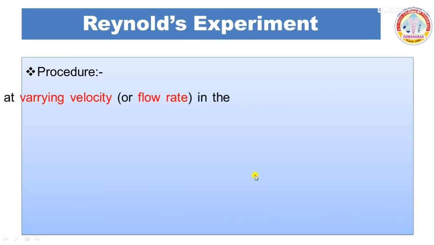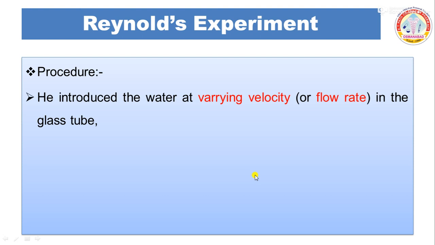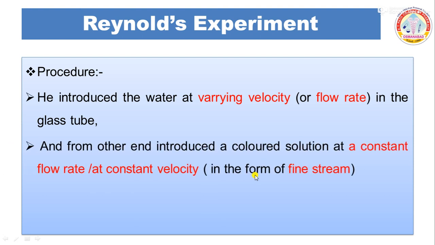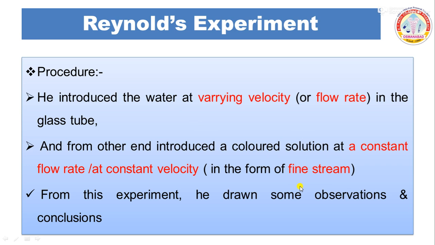The procedure of this experiment: Reynolds introduced the water at a varying velocity in the glass tube, and from the other end he introduced the colored solution at a constant flow rate or constant velocity in the form of a fine stream, and then he observed the effect of varying velocity of water on the fine stream of colored liquid, and then he drew some observations and conclusions.